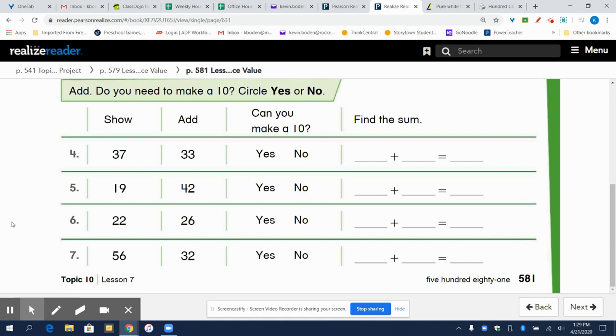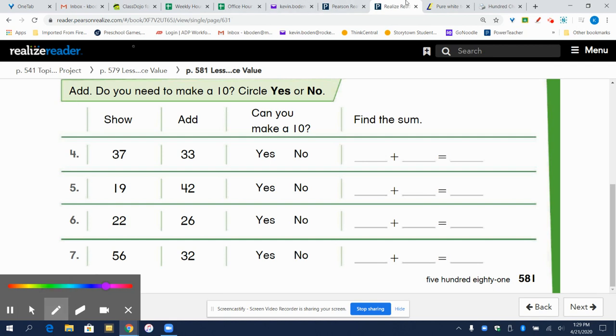So these are a little bit tricky, and if I was you, I would get a separate work mat, if you could, or a separate piece of paper so you can work on these equations if you need to. If not, I'll teach you a mental math strategy. But for now, I need you to stick with me, and we'll do number 4 together. Number 4 says show 37 and then add 33.